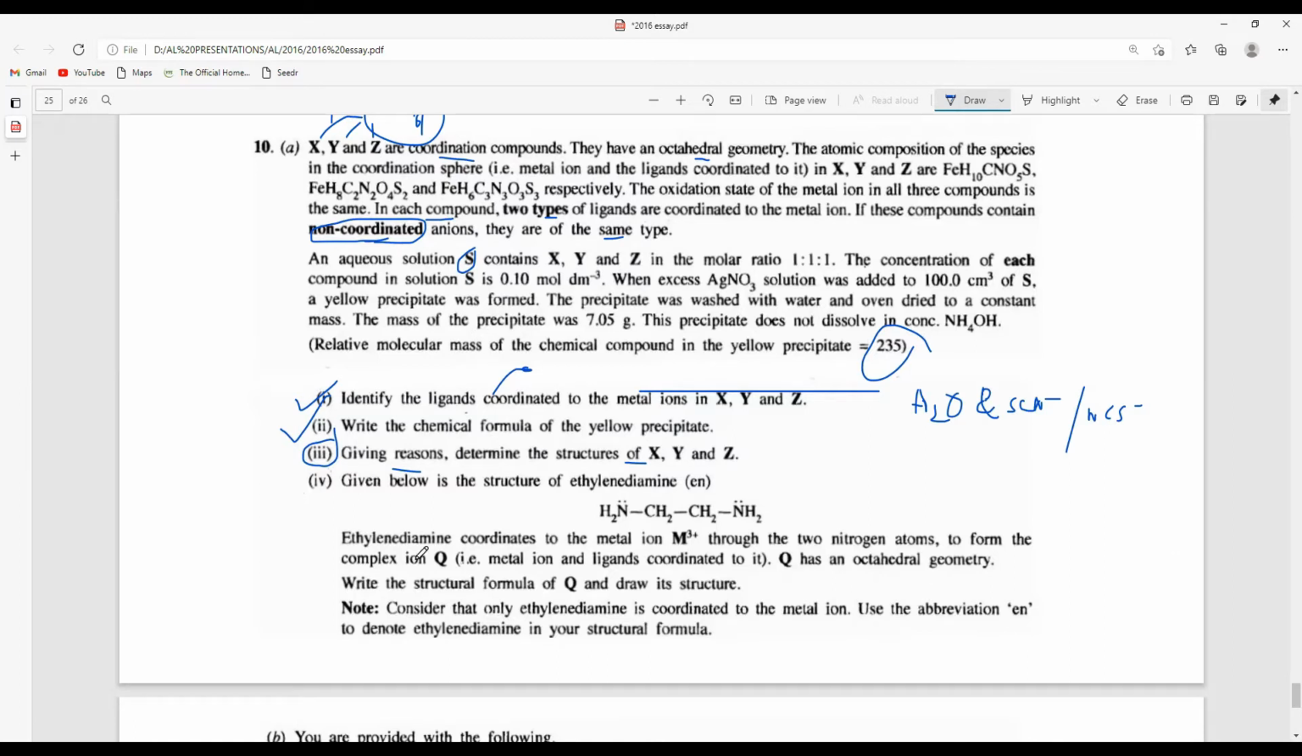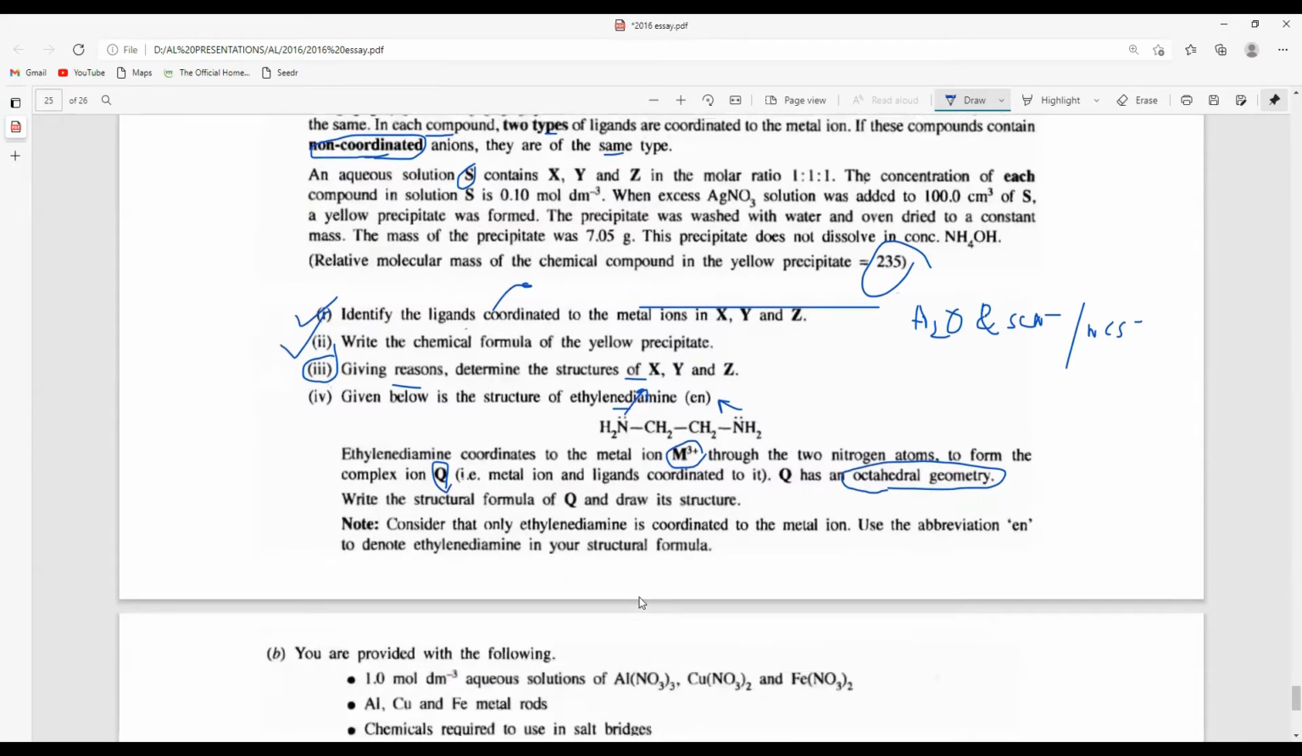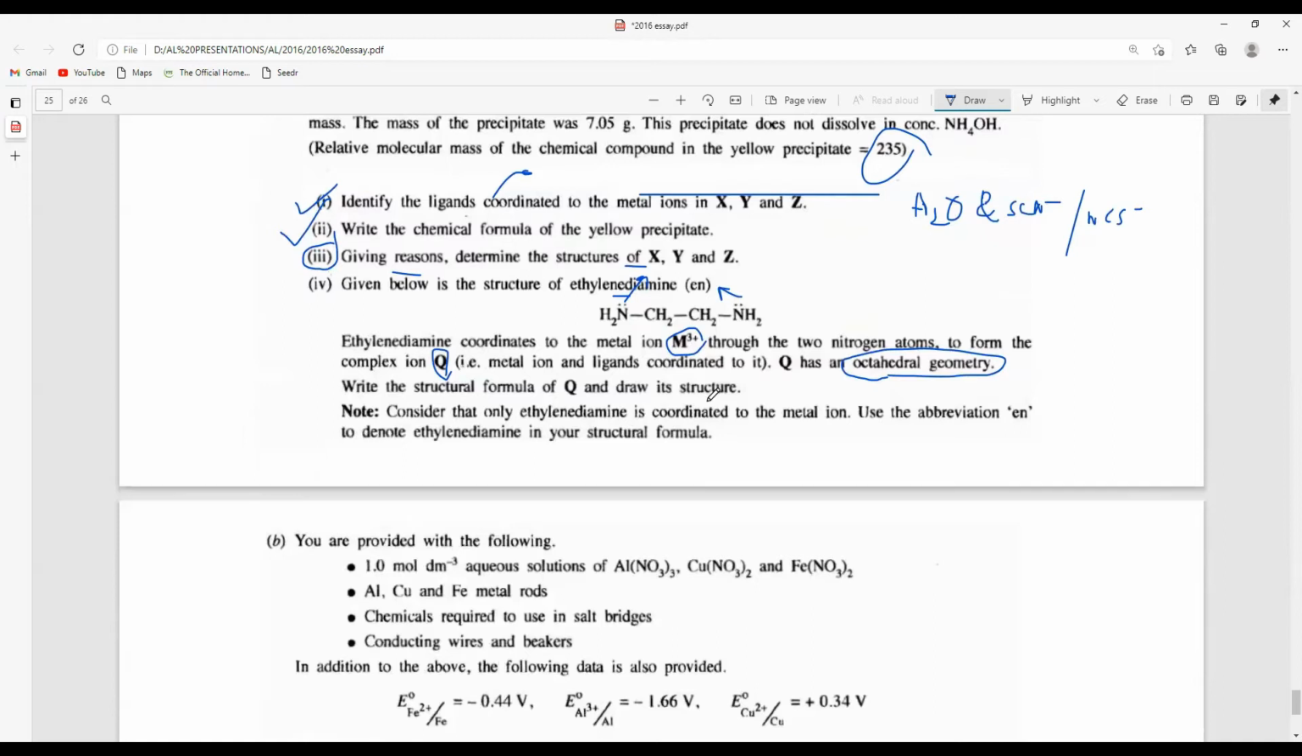And the last one, given below is the structure of ethylene diamine. Yes, so this is En. So this can be coordinated to this nitrogen and this nitrogen, En. Ethylene diamine coordinates to the metal M3 plus through two nitrogen atoms. So that is what I have mentioned here. Form the complex Q. The metal ion and ligand coordinated Q has an octahedral geometry. So we did a similar type of question in the previous past paper as well. Write the structural formula of Q and draw its structure. So consider that only ethylene diamine is coordinated to the metal ion and use abbreviation En to denote ethylene diamine in your structure.